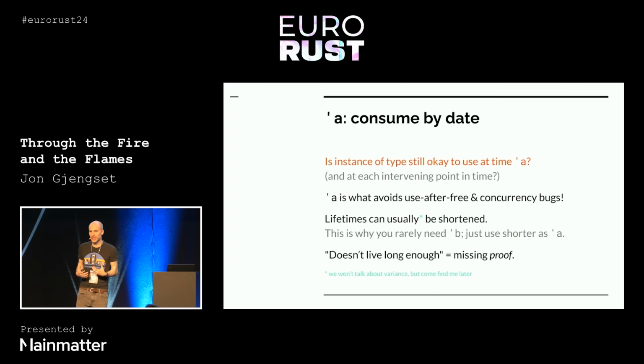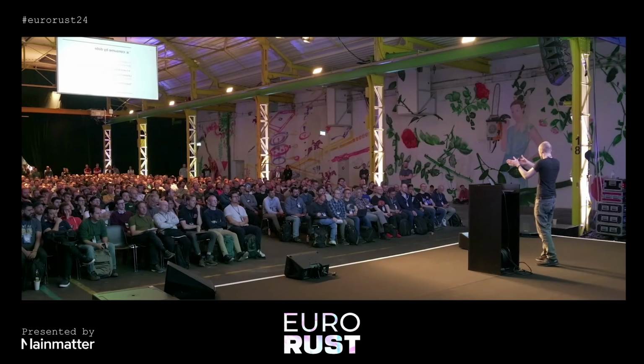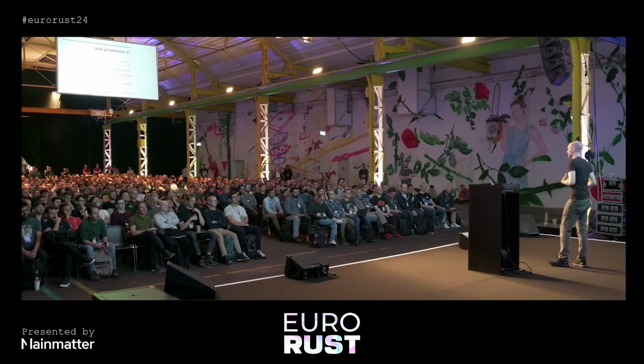And so one question I very often get on lifetimes is, well, why do I never need to write multiple lifetimes? I feel like I only ever write tick A and never tick B or tick C. Why is that? Well, the answer is because lifetimes can usually be shortened. So if you say something has to be consumed by, I don't know, January 2025, then it's OK to say that the consume by date is November 2024, because that's shorter. So in general, lifetimes can be shortened.